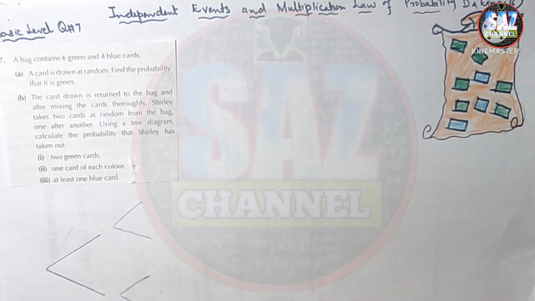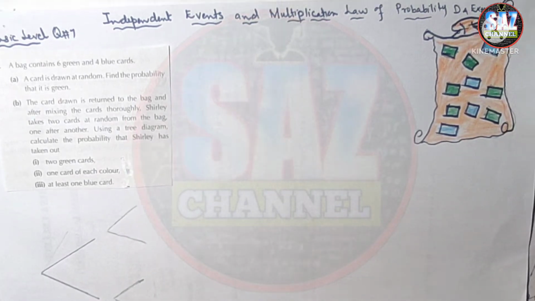This is my sixth lesson of D4 exercise 3. That is about the independent events and multiplication law of probability. In this class, students will be learning and discussing how to apply the multiplication law of probabilities on the conditional sentences and how to identify the conditional probability.